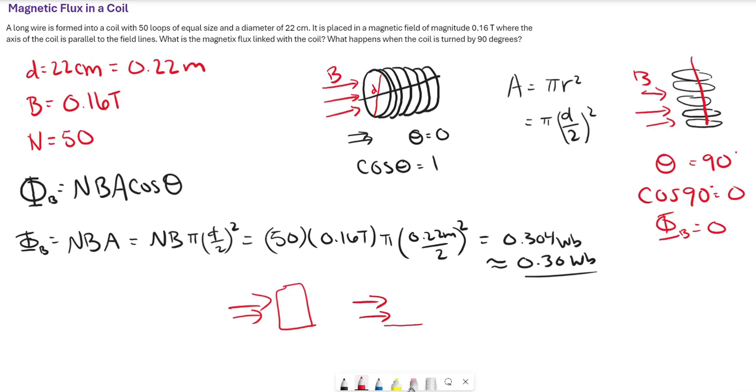So this makes sense when you turn the coil by 90 degrees, that our flux is 0. And it's at the maximum amount in the first part, when we have 0.30 Webers, because our cosine is 1, and that's the maximum amount that a cosine can be. It's always going to be between 0 and 1. So hopefully that makes sense. It helps you to understand how flux works in general and how it works in this very specific situation as well.